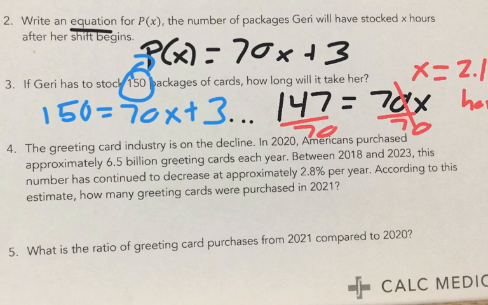4, the greeting card industry is on the decline. Everybody's doing e-cards. In 2020, Americans purchased approximately 6.5 billion greeting cards each year. Between 2018 and 2023, this number has continued to decrease at approximately 2.8% per year. That's probably because you can transfer COVID on it. Anyways, according to this estimate, how many greeting cards were purchased in 2021?